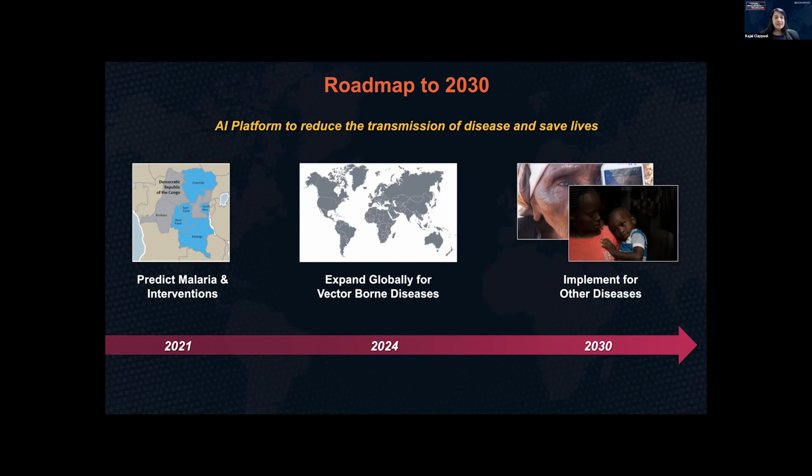This is an ambitious but achievable vision. It needs the right collaborations, investments, partnerships, and trust to push forward. We ask you to join us in making this a reality and in helping develop an AI platform to reduce the transmission of disease and save lives globally.